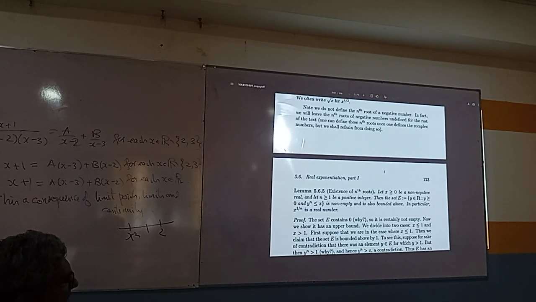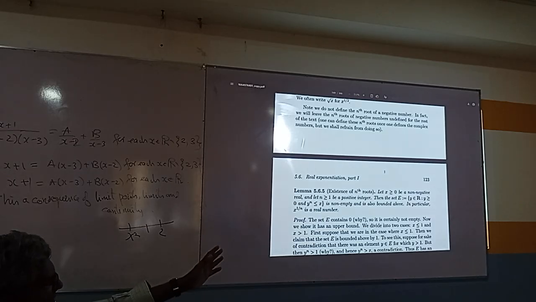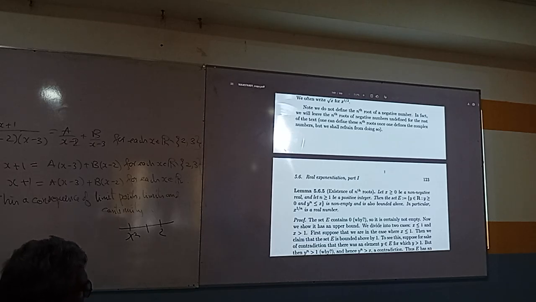Existence of n-th roots. Let x greater than or equal to 0 be a non-negative real and n greater than or equal to 1 be a positive integer. Then the set of all y belongs to R, y greater than or equal to 0, y to the n less than or equal to x, is non-empty and also bounded above. In particular, x to the 1 over n is a real number.